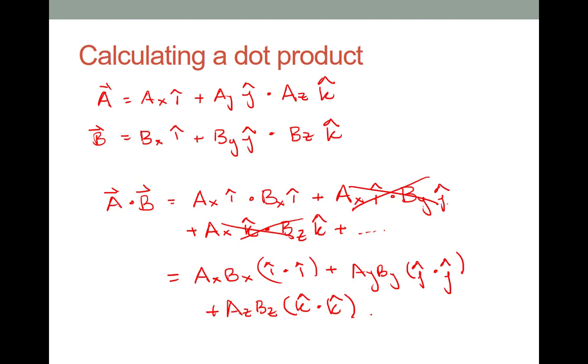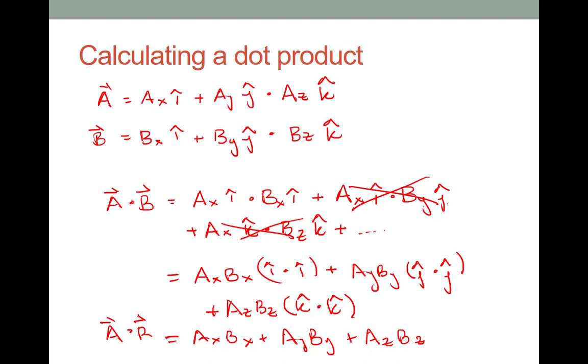But as we just learned on the last slide, i hat has a value of 1, and j hat has a value of 1, and k hat has a value of 1. So this ends up being just AX BX plus AY BY plus AZ BZ, and that is the value of arbitrary vectors A dot B.